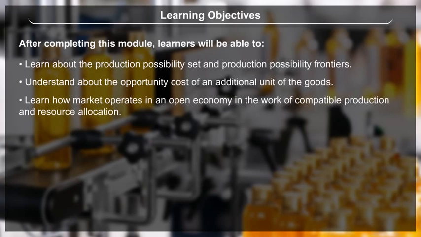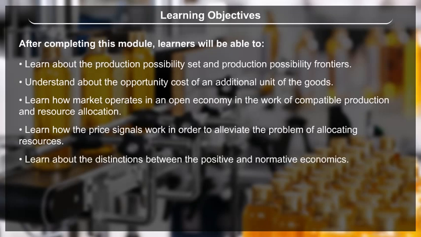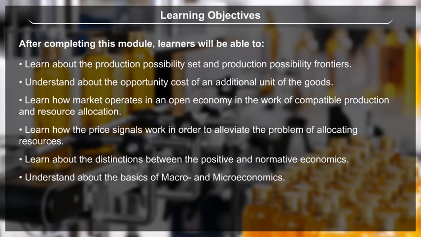Learn how the market operates in an open economy in compatible production and resource allocation. Learn how the price signals work in order to alleviate the problem of allocating resources. Learn about the distinctions between positive and normative economics. Understand the basics of macro and microeconomics.